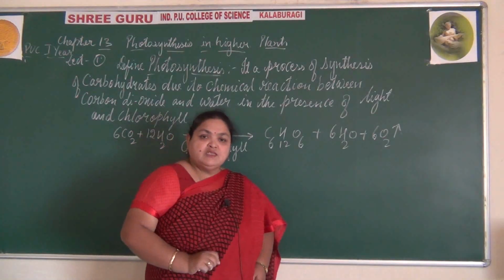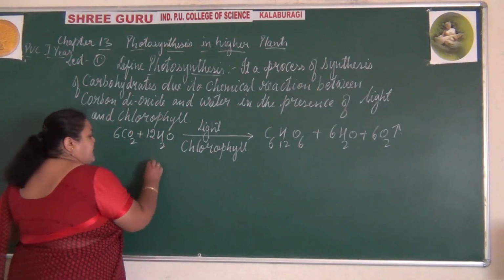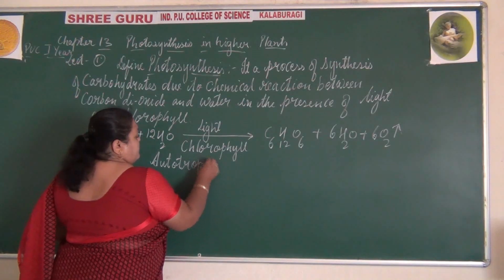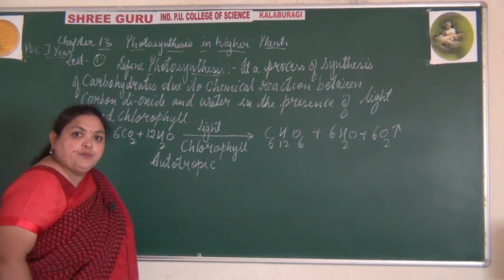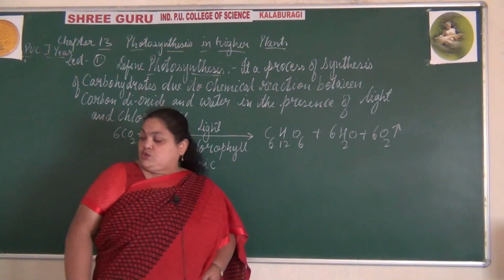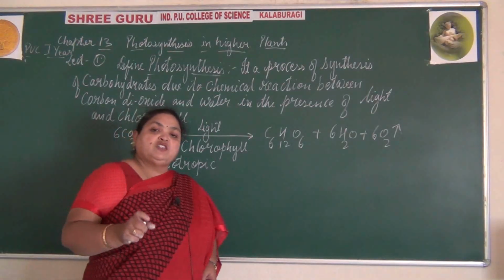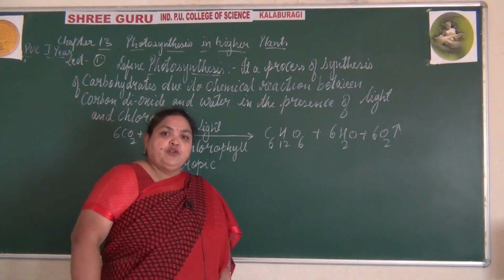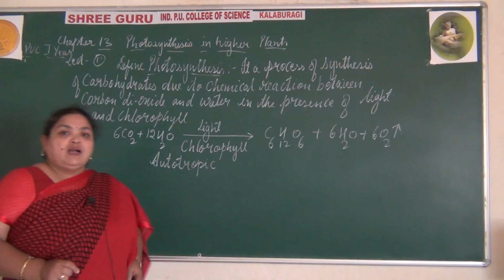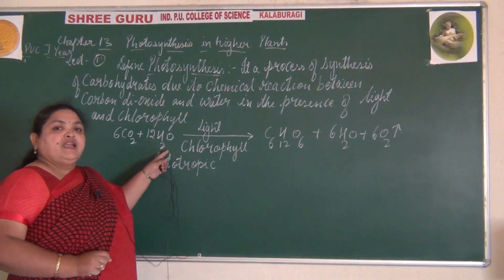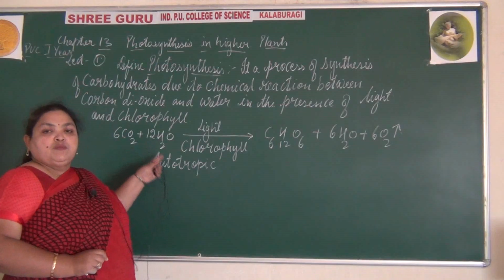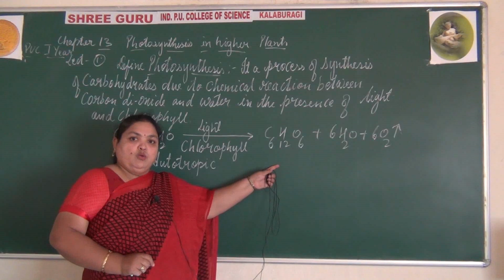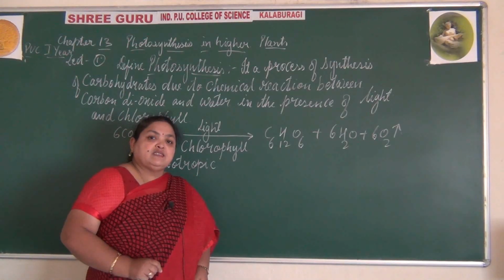Because of photosynthesis, the plants are said to be autotrophic. Regarded as autotrophic, they trap this solar energy. The solar energy, or the light, is trapped with the help of the chlorophyll molecule, and using 2 simple components, that is carbon dioxide and water, it is synthesizing the food, that is the glucose, and also releases the oxygen.